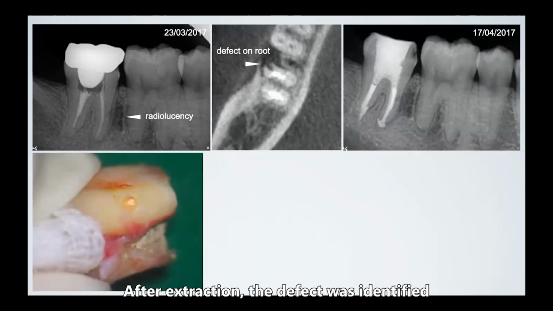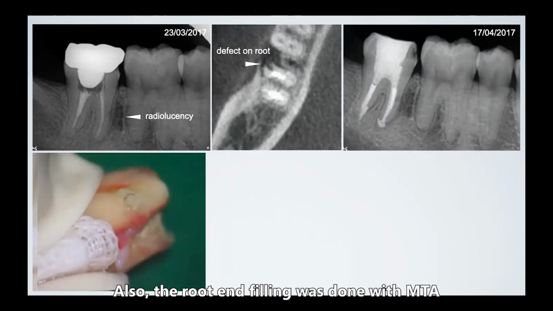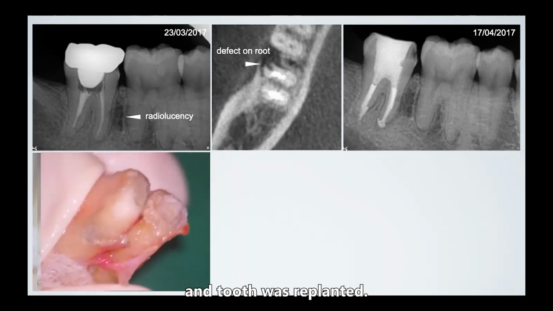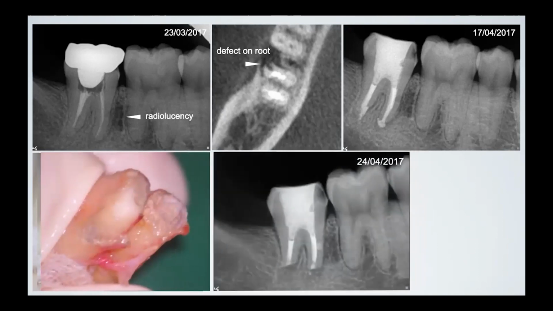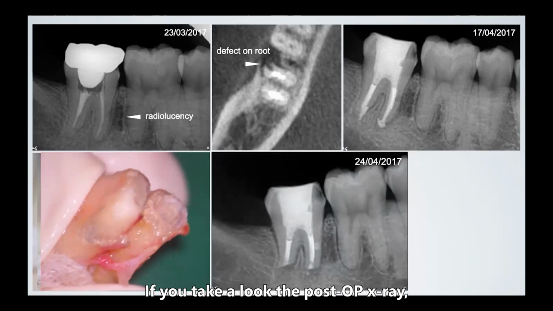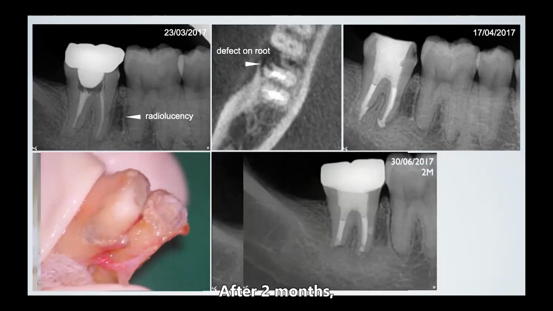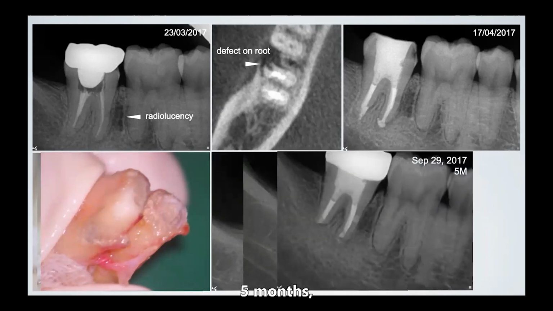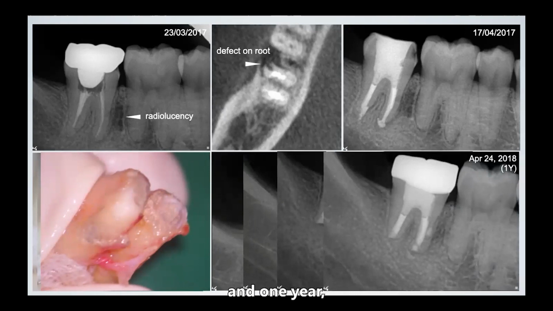After extraction, the defect was identified and filled with MTA. Also, the root end filling was done with MTA and the tooth was replanted. If you take a look at the post-op X-ray, you can find adequately filled MTA. After 2 months, 5 months, and 1 year, the patient didn't have any symptoms and there's no periradicular pathosis.